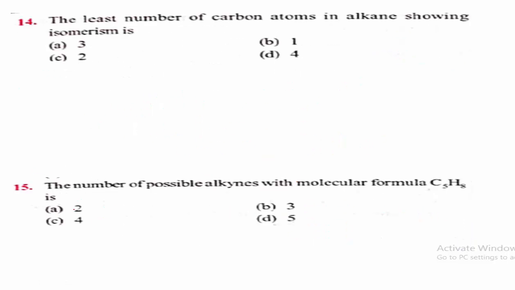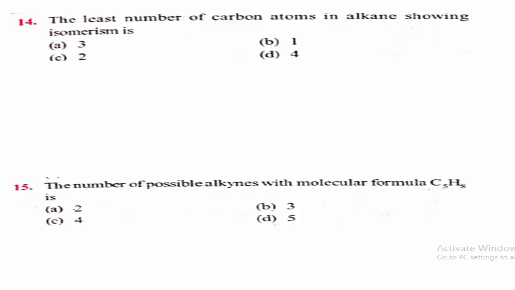Okay students, next question, question number 14. The least number of carbon atoms in alkane showing isomerism is. Students, observe the given options also carefully. Option A is 3, option B is 1, option C is 2, option D is 4.